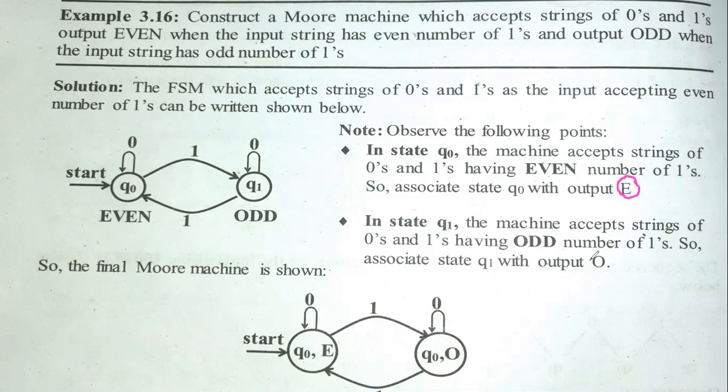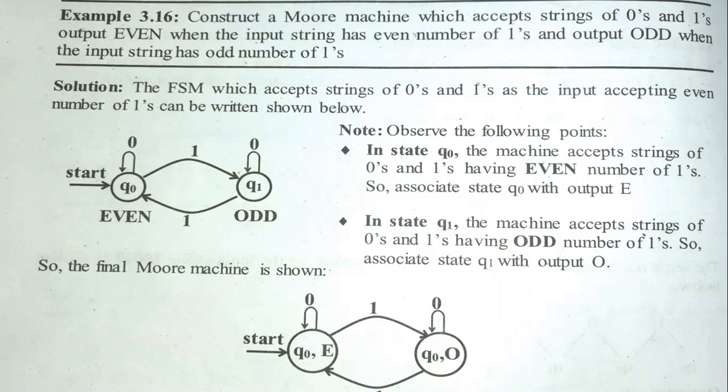Previously, in the case of the Mealy machine, we used to represent this as E, and here we used to represent odd. Here we need to represent it as odd, and here it should be represented as even. If you want, you can go through the previous lecture, then you will have better knowledge.